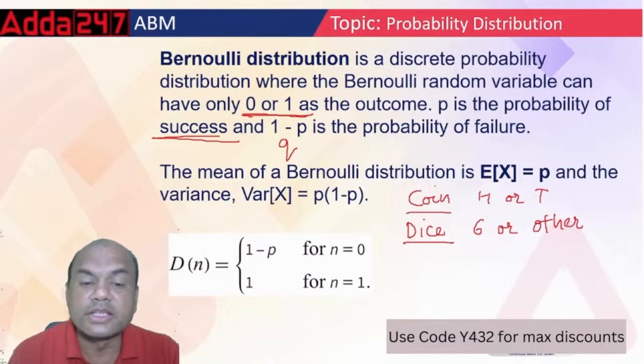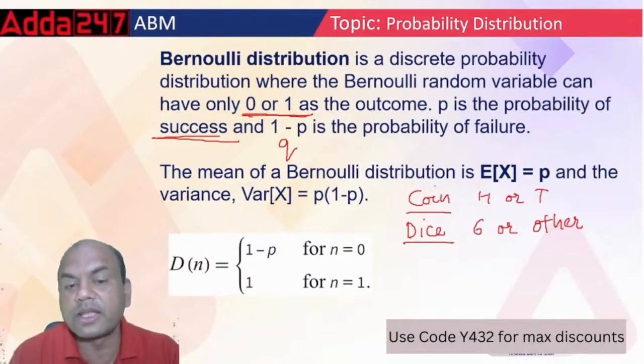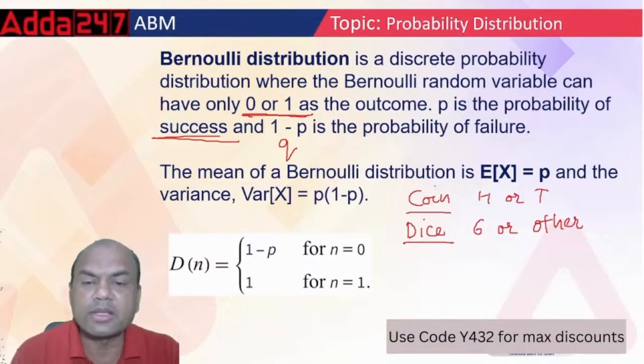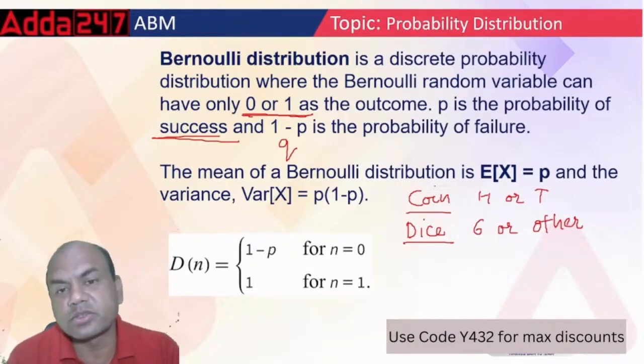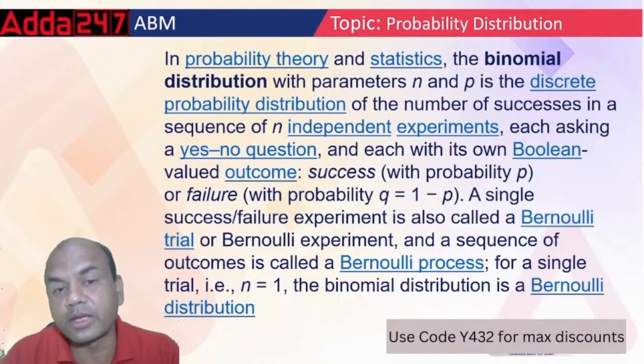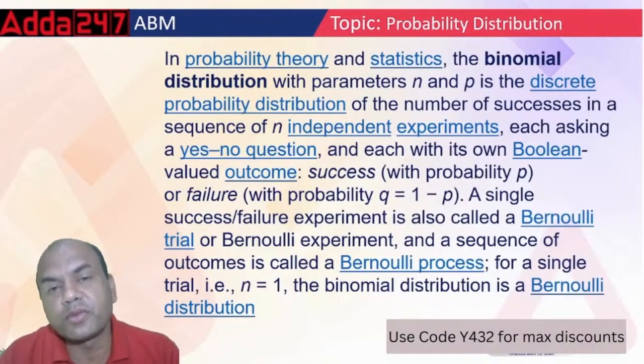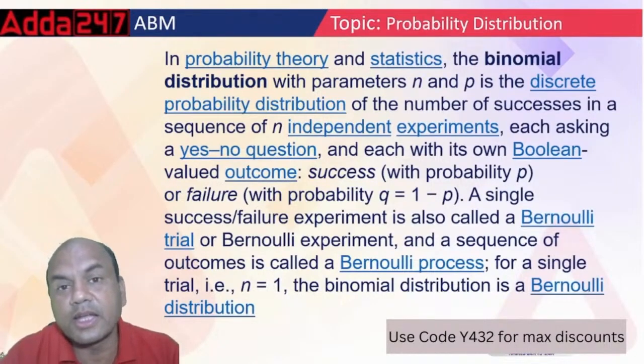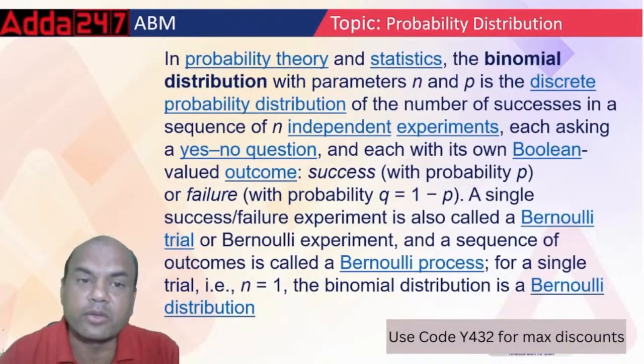Now, P equals 1 for x equals 1, and for x equals 0 it is Q, that is 1 minus P. So remember this: either it is success or failure. Simple. Now next, go to the binomial distribution. If I go on repeating Bernoulli 10 times, then that is called binomial.